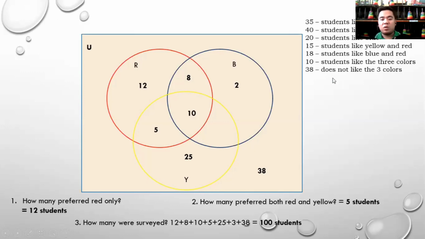So depende na 'yon. Sinasabi kasi dito does not like the three colors. So nasa labas siya. So nabibilong siya sa nagsasort. Kasali siya sa sinusurvey. Pero hindi lang siya pumili sa tatlong color. So this is what is the beauty of Venn diagram. Okay? So that is how you are going to interpret and analyze problems involving Venn diagram.